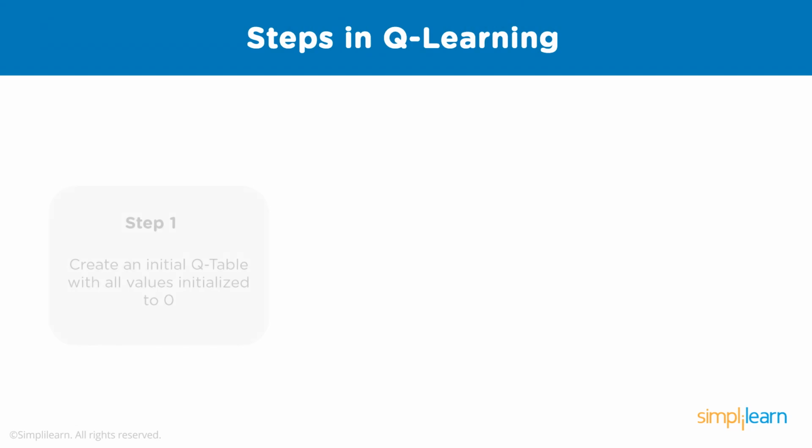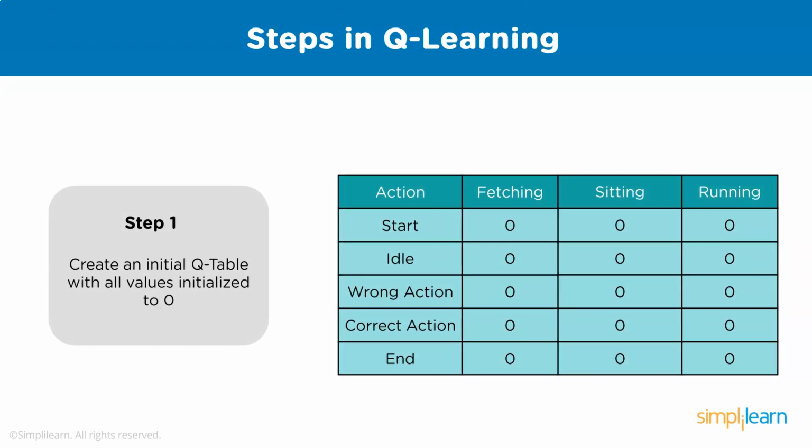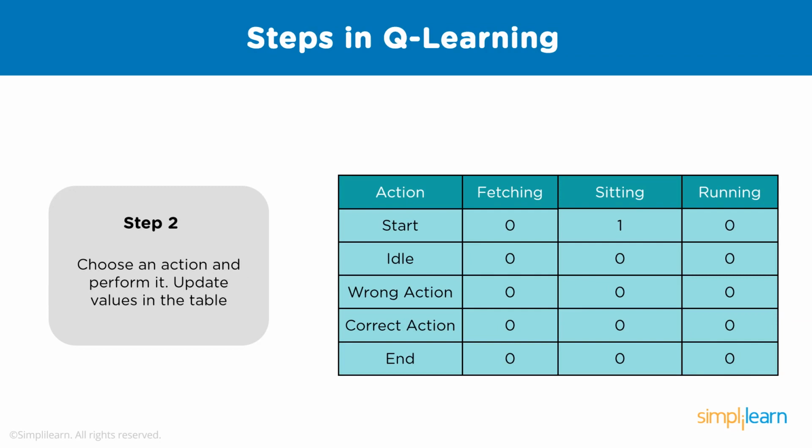Step 1. Create an initial Q table with all values initialized to 0. Again, we're looking at 0, 1. So here's our action. We start, we're idle, we took a wrong action, we took a correct action, and end. And then we have our actions: fetching, sitting, and running. And of course, we're just using the dog example. Then choose an action and perform it. Update values in the table.